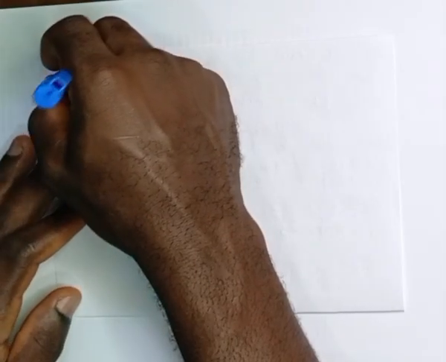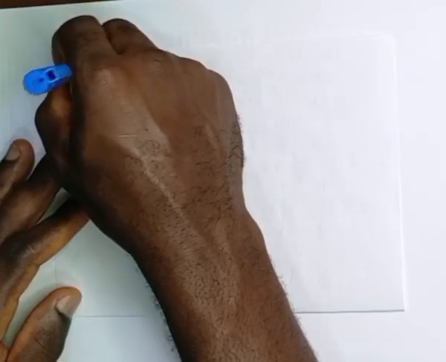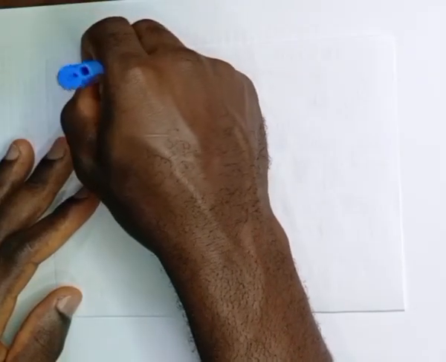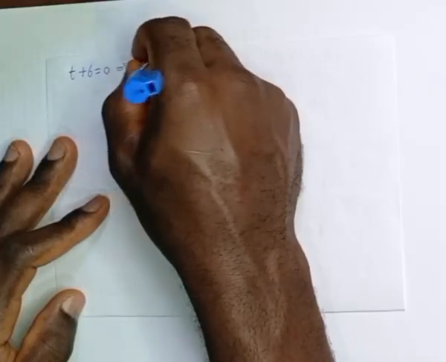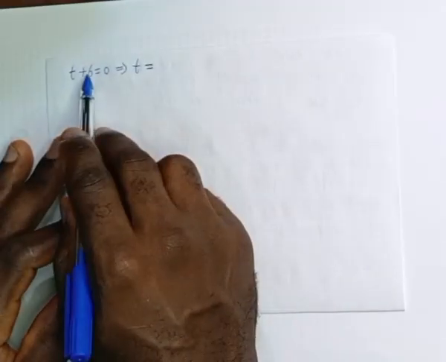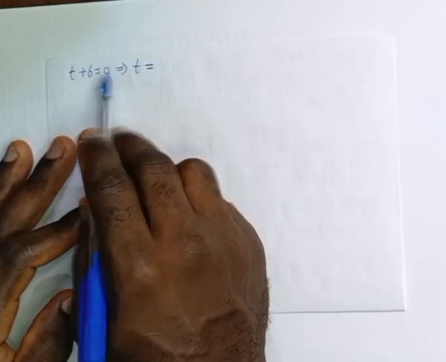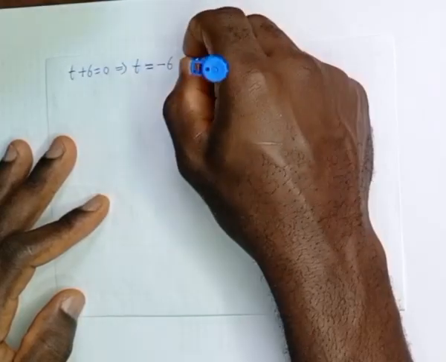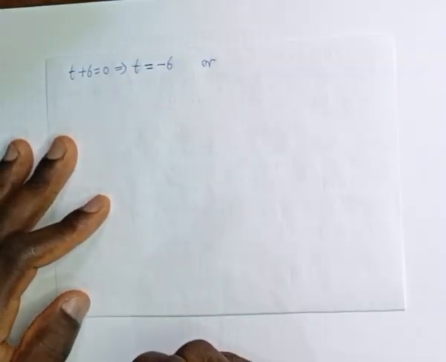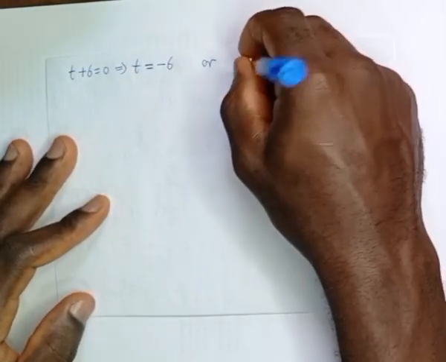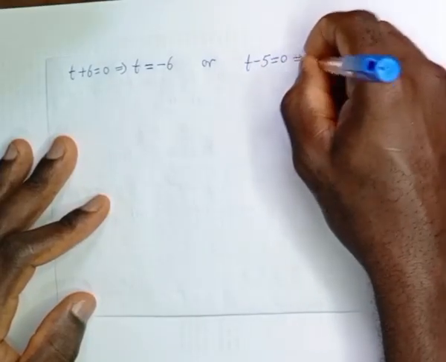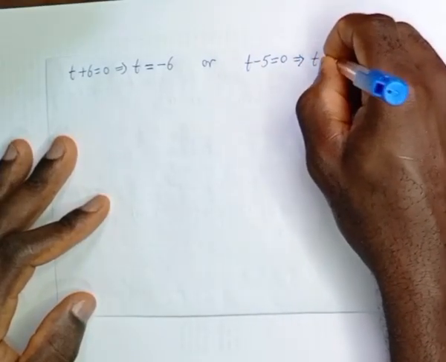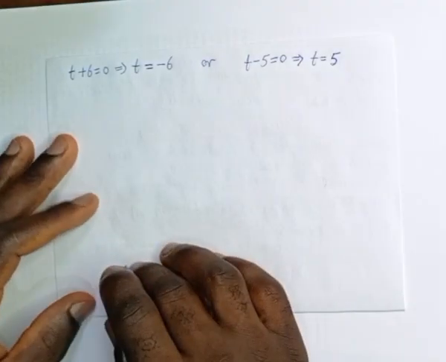Solving for t: for the first equation, t plus 6 equals 0, then t will simply be equal to negative 6, since we transfer 6 to the right hand side and it becomes negative. For the second equation, t minus 5 equals 0, then t will simply be equal to 5.